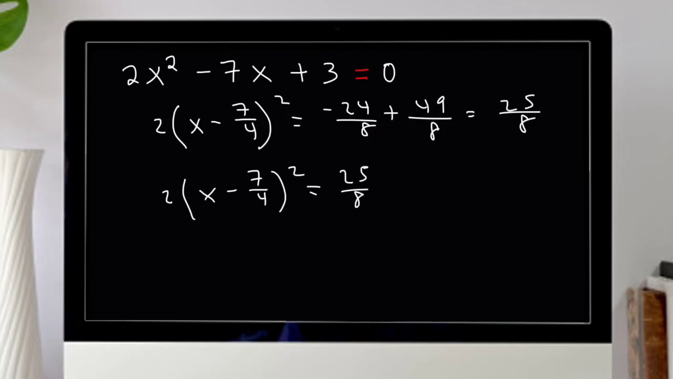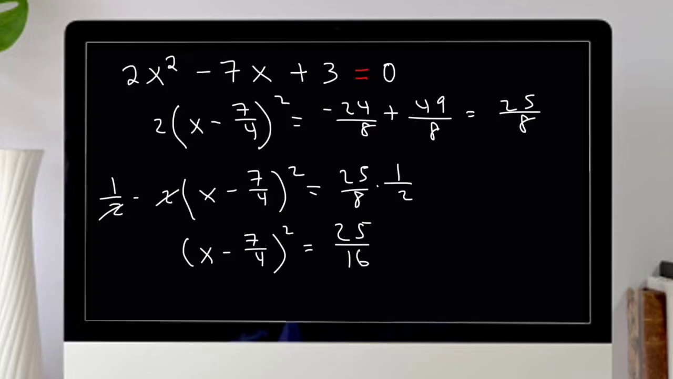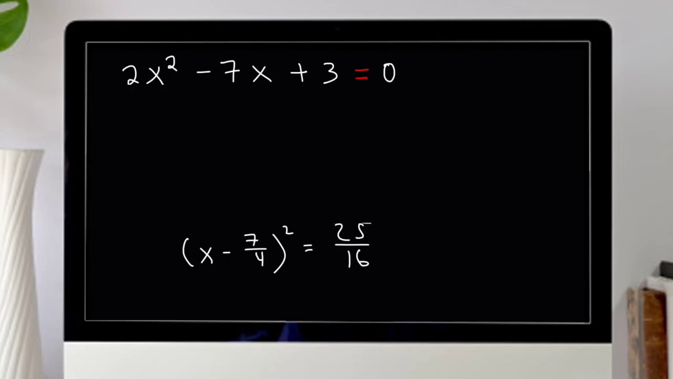Now our next step is to divide by 2, which is the same as multiplying both sides by a half. And let's do it that way because of the fraction on the right side. On the left, the 2's will cancel, leaving behind x minus 7 over 4 squared. On the right side, 8 times 2 is 16. So now we have 2 perfect squares. So taking the square root of both sides, we're going to get x minus 7 over 4 is equal to plus or minus the square root of 25 is 5, the square root of 16 is 4.